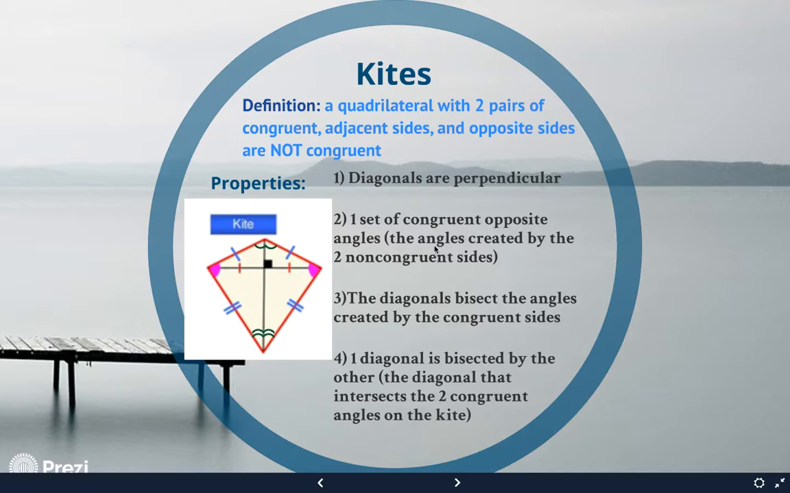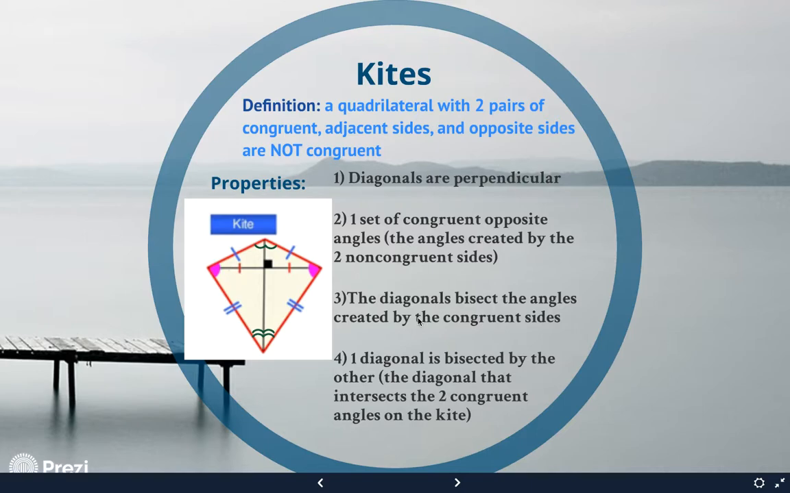Okay, the second property: it has one set of congruent opposite angles. So it only has one pair of opposite angles that are congruent. And these are the angles created by the two non-congruent sides. So non-congruent sides make congruent angles. So you kind of think the opposite. The congruent angles have the non-congruent sides. So like this angle is formed by the two sides that are not congruent, but it's congruent. And this other angle that's congruent is formed by the other two sides that are not congruent. Okay, so the two non-congruent sides make congruent angles. So think the opposite on that one.